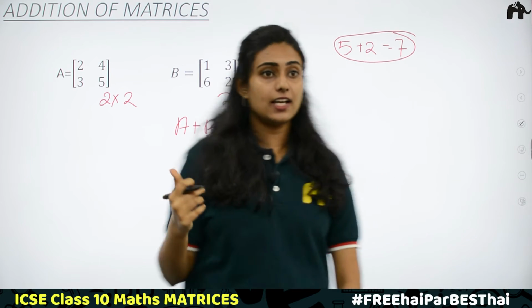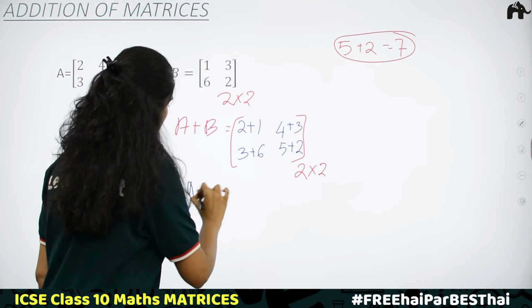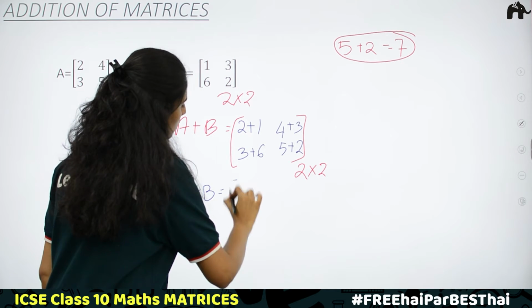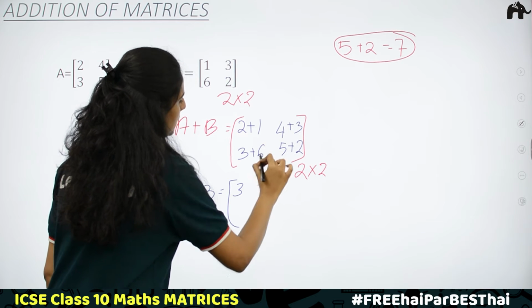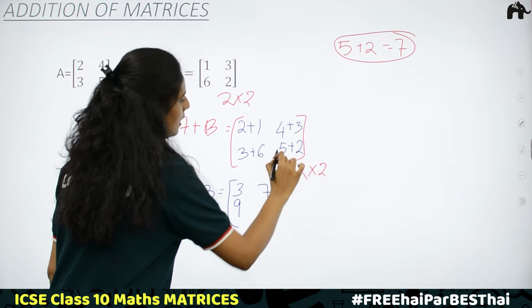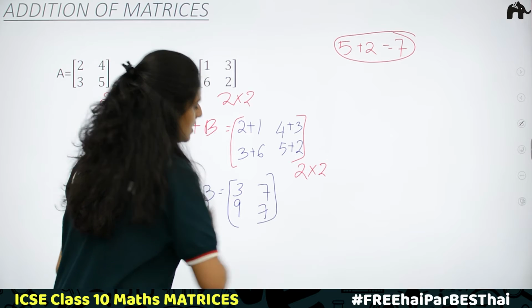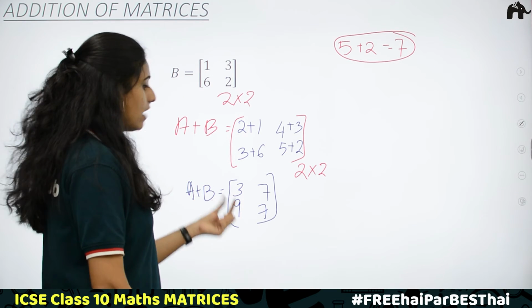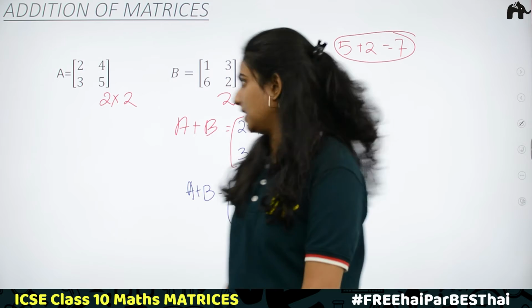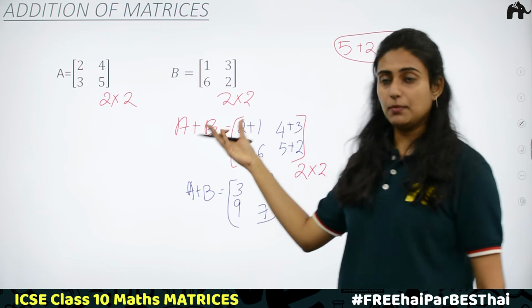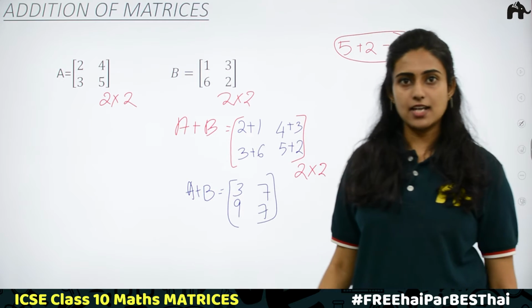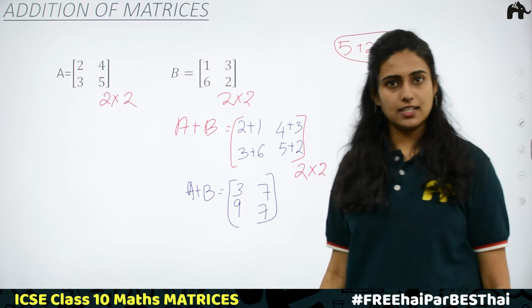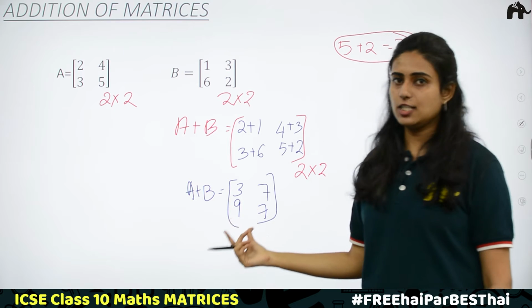We are going to add these corresponding elements. That is, A plus B is equal to 2 plus 1, 3, 4 plus 3, 7, 3 plus 6, 9, 5 plus 2, 7. Simple addition can be performed. We have to add the corresponding elements. We have to check the elements of A and B. Check the first element and add them. Second element and add them. We can perform addition in this manner.